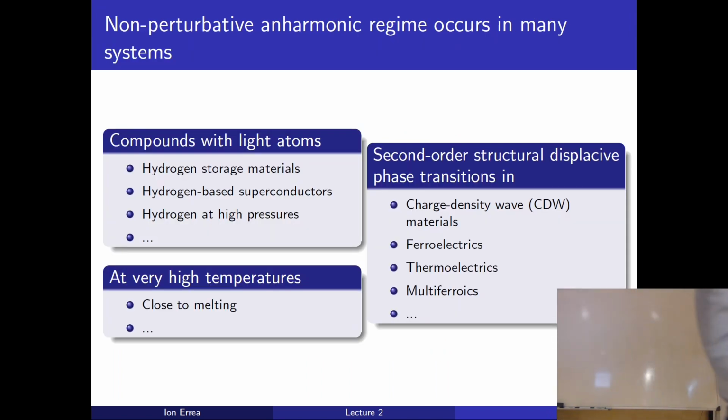So Francesco went through this. This non-perturbative approach is very important in many cases, right? So Francesco said that in compounds with light atoms, this can happen: in hydrogen storage materials, hydrogen-based superconductors, hydrogen at high pressures. Not always, but in many cases, this happens. In systems that are very close to second order displacive structural transitions, charge density waves, ferroelectrics, thermoelectrics, multiferroics, etc. Also systems that are close to melting at very high temperatures. So we can enter into this regime, right?